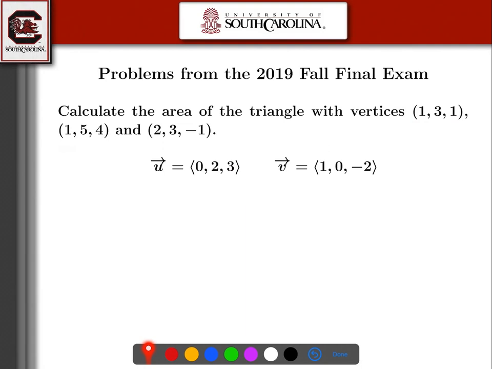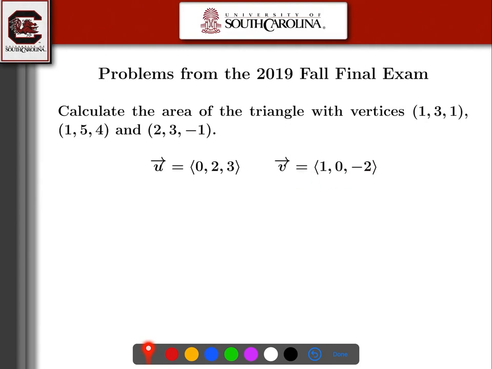And then again, you just want to make sure you use this point. You can go from this point to this point, or this point to this point, or just use this point for the other vector. So I'm going to go from (1, 3, 1) to (2, 3, -1). That's going to be 2 minus 1 is 1. 3 minus 3 is 0. And negative 1 minus 1 is negative 2. So that gives me my second vector.